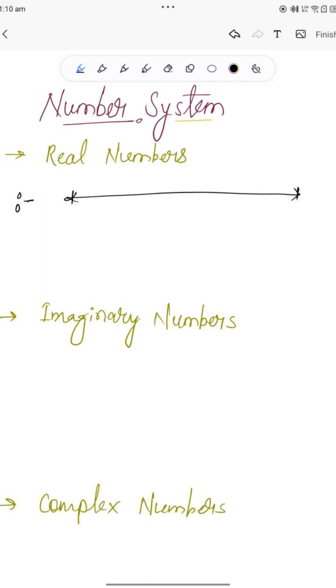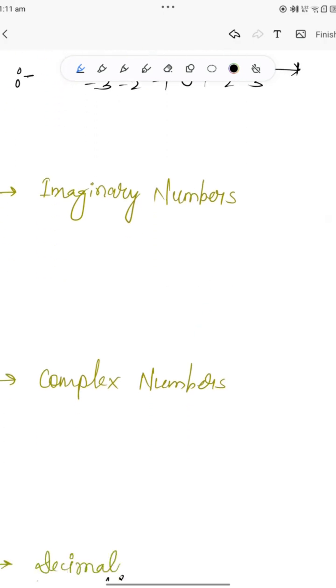सपोज दिस समथिंग कॉल्ड एज नंबर लाइन, जहाँ पे हमारे पास ऐसे डिनोटेशन होते हैं. सपोज दिस इज 0, दिस इज 1, दिस इज 2, दिस इज 3 एंड दिस इज -1, दिस इज -2, -3. So this particular showing of number in a line is called as number line. और जिस भी नंबर को हम लोग इस नंबर लाइन पे शो कर सकते हैं, that are particularly called as real numbers.